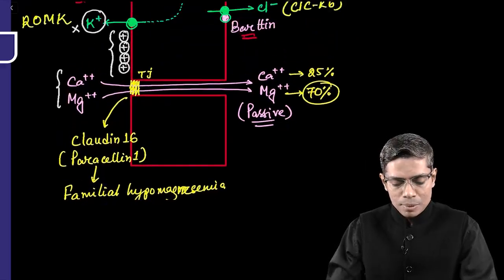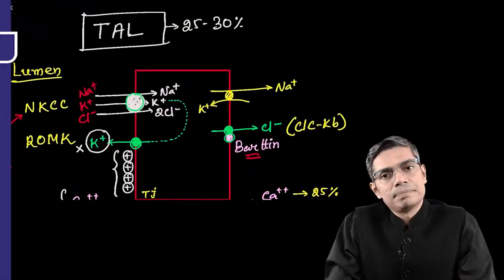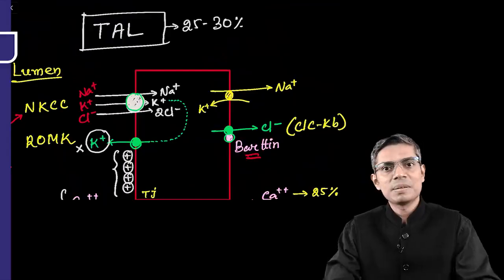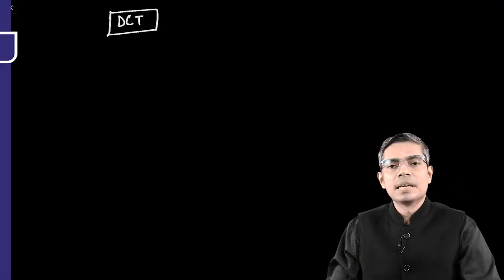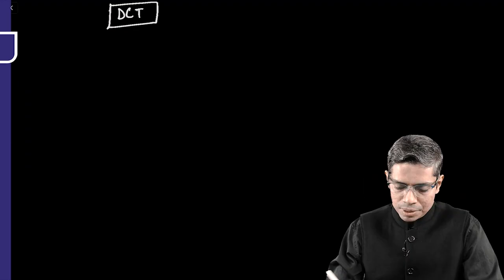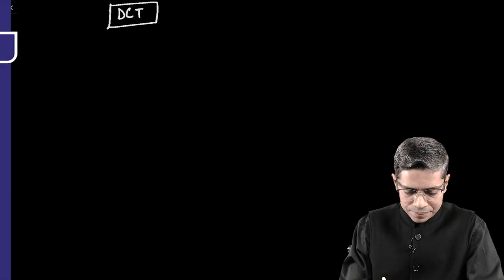So this is all about the sodium reabsorption at the level of TAL. What is the next part of the nephron? The next part is the DCT. Now we are going to discuss the sodium reabsorption at the level of DCT. A less amount of sodium reabsorption occurs here, but it is important. Again, I am going to draw the same kind of diagram here.